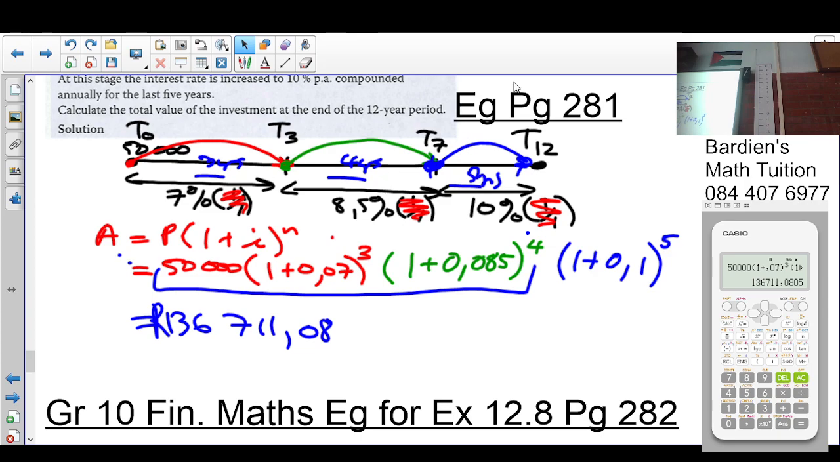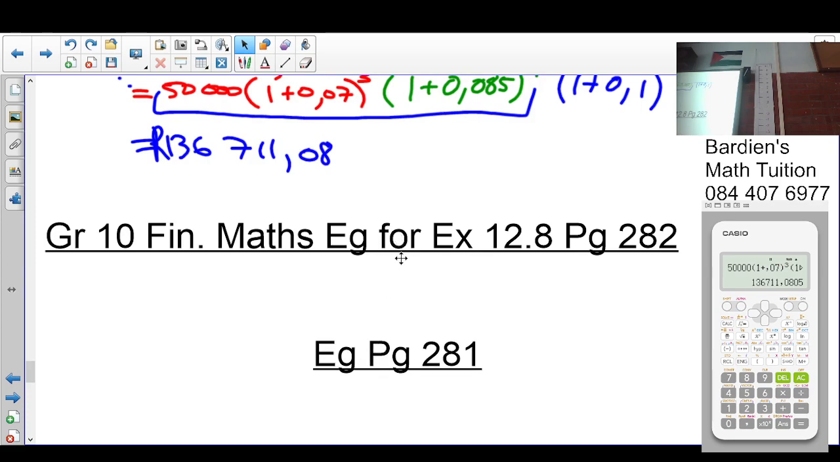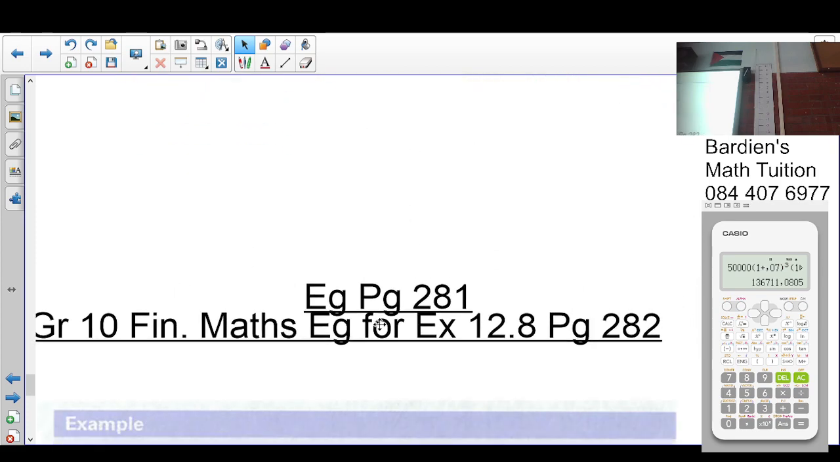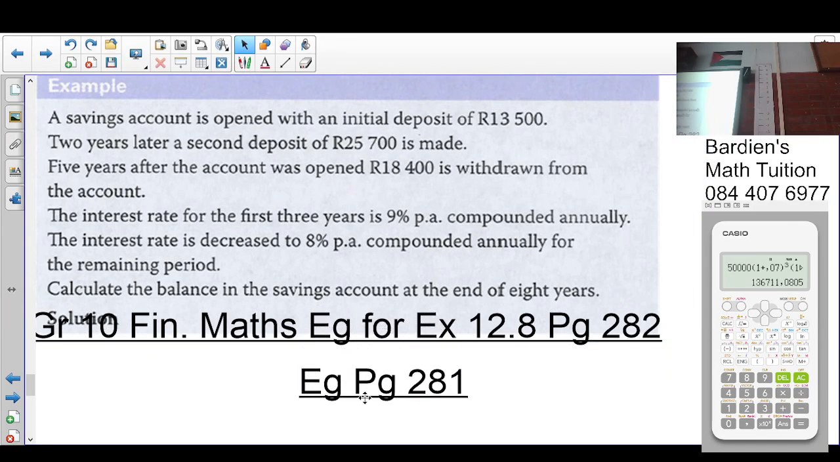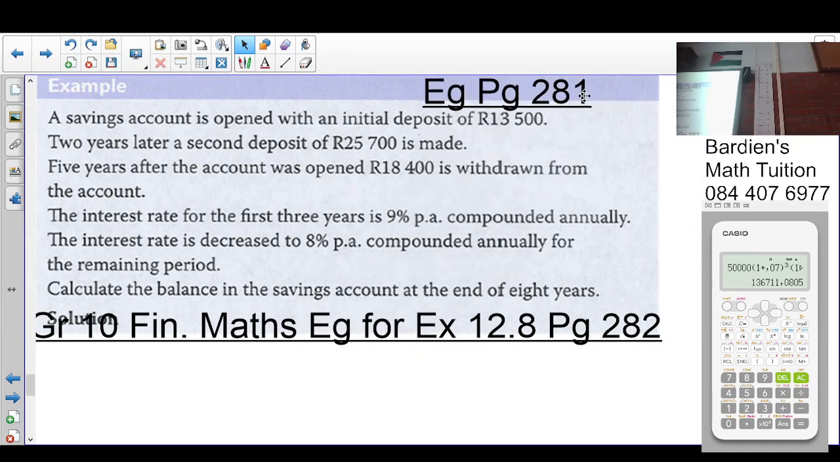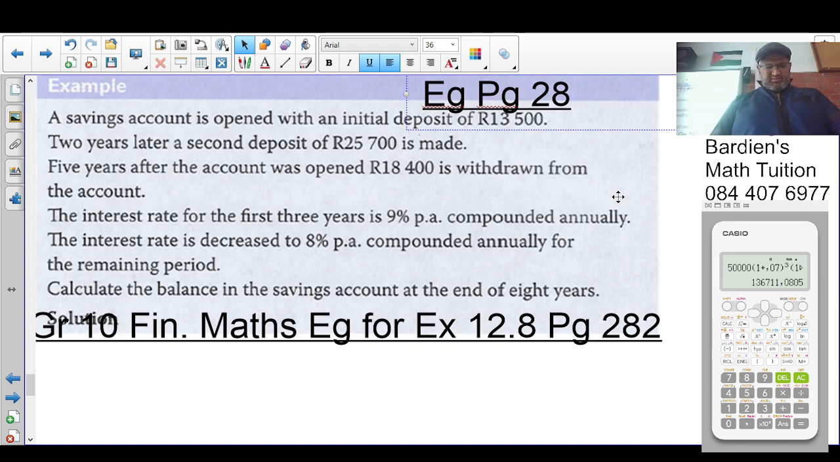Let's look at the last one. This is on page 82. That's correct. 282. Okay.